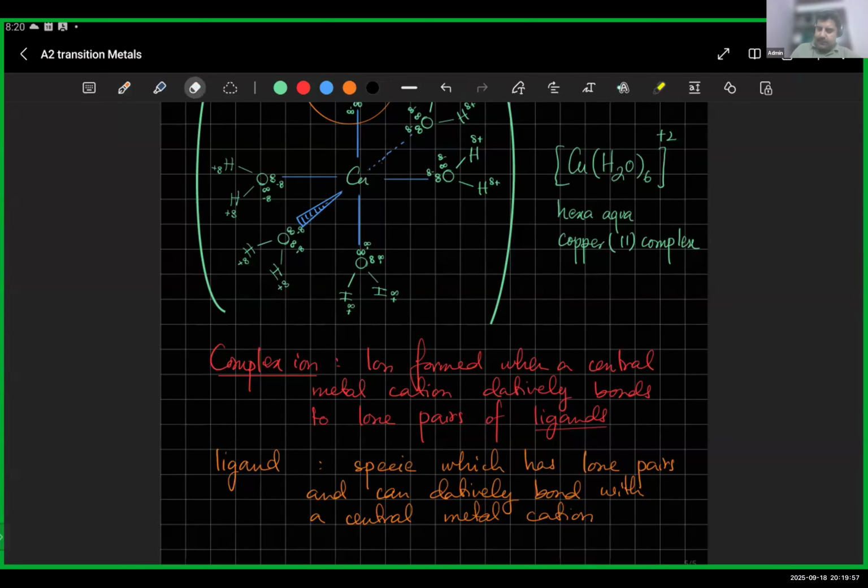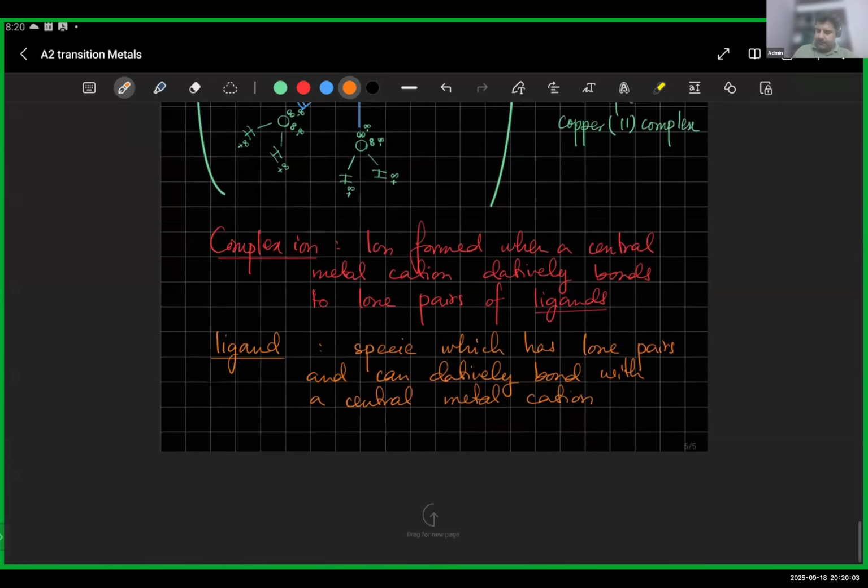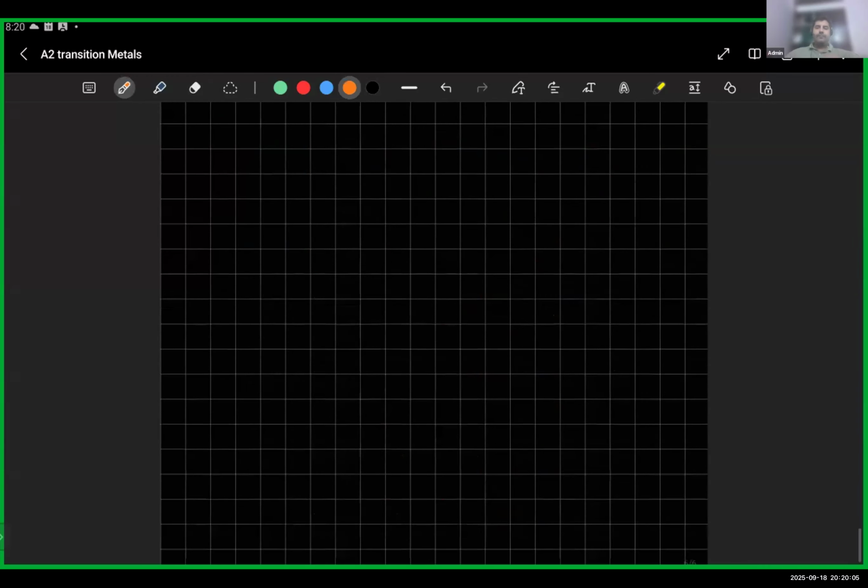Okay, is this clear, what a ligand is and what a complex ion is? Is it clear to everyone? Is it clear, Radha? Yes.